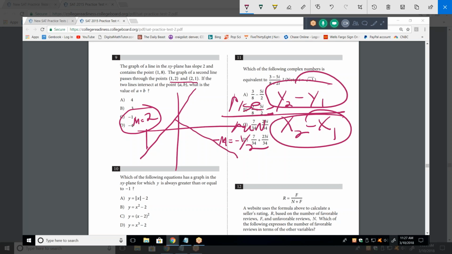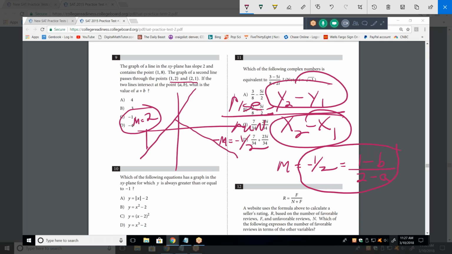Now, that means the second line, slope, I know it's -1/2, which I didn't know before. And I know that that's equal to 1 minus b all over 2 minus a. So I know that's true. And believe it or not, that's going to allow me to work out what a plus b is.